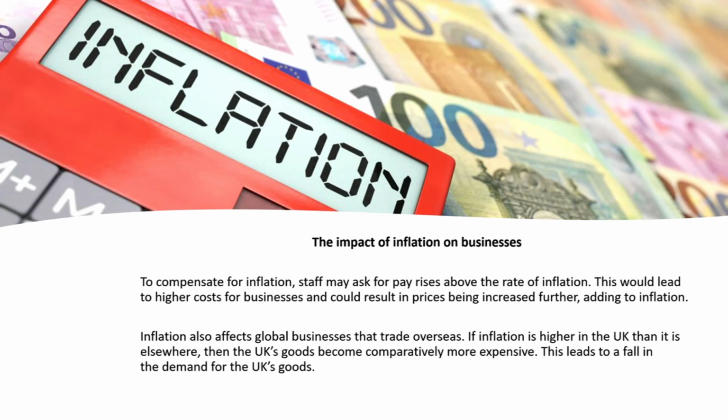This is what's called a wage price spiral, which, if you've been following the news recently, is what the government is very, very worried about right now, because we have the Network Rail strikes going on, and they are asking for pay rises equal to or above the rate of inflation, and the government is very, very worried about this.